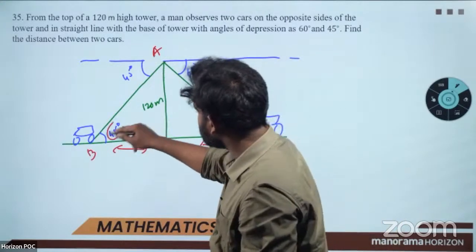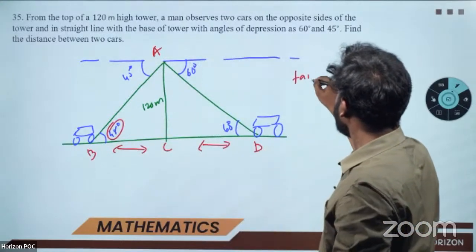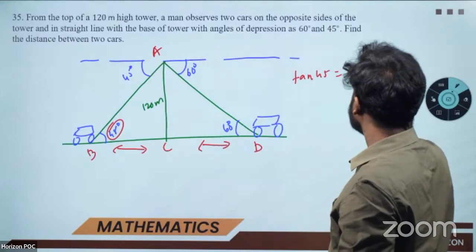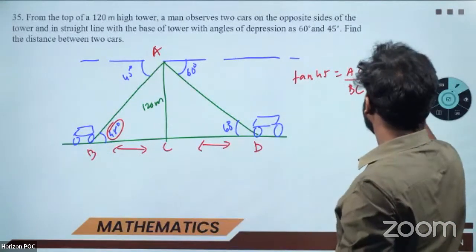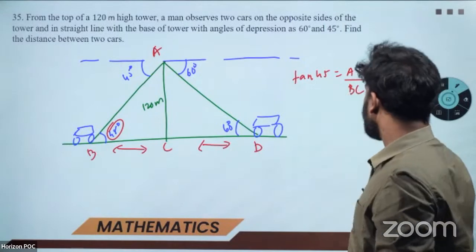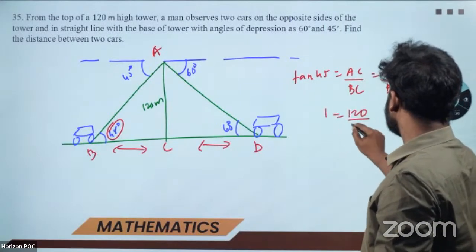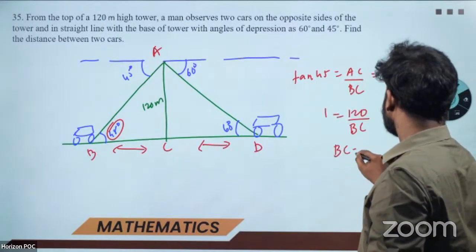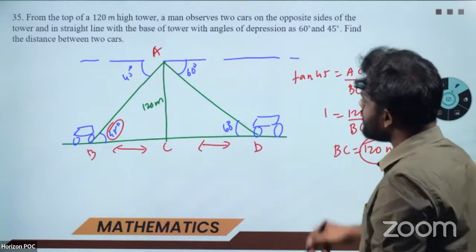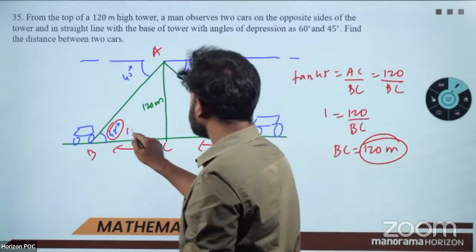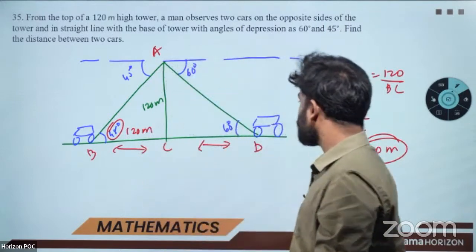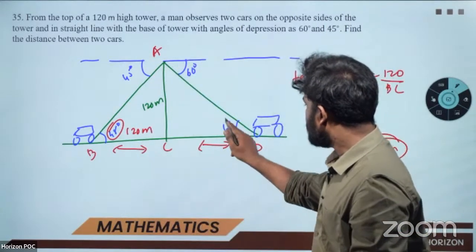Look at this triangle. This angle is 45 degrees. So what is tan 45? Tan 45 is AC by BC. AC is 120 by BC. So tan 45 is 1. So 1 is equal to 120 by BC. And what is BC? You get it as 120 meters. So BC is 120 meters. This length here is 120 meters. Clear? Now to find out CD, look at this angle 60 degrees.